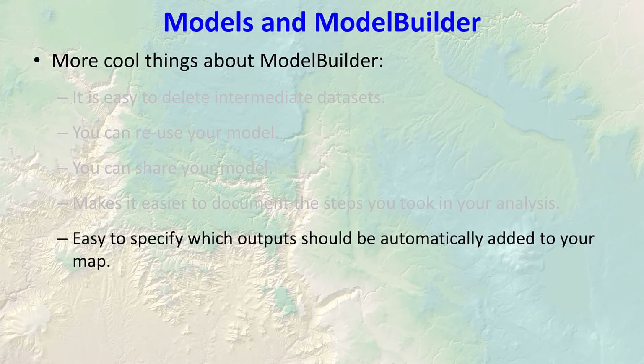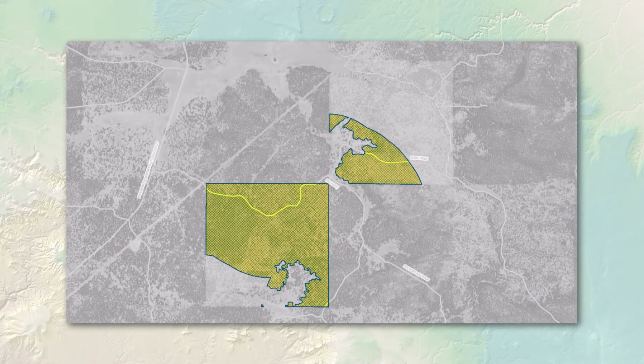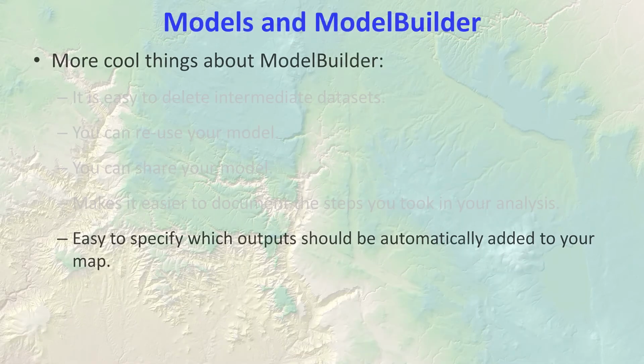And finally, it's easy to specify which outputs should be added to your map. In that last example, we did that 3-step process. We created the full buffer, then clipped it. Well, maybe we only want to add that final clipped buffer to the map, and we don't want to add the intermediate full buffer. Well, the model lets us set which data will be added to the map.